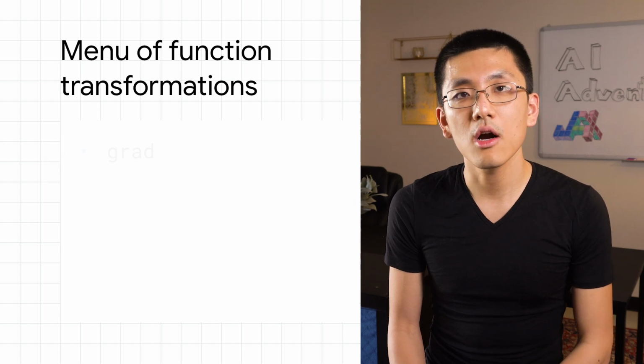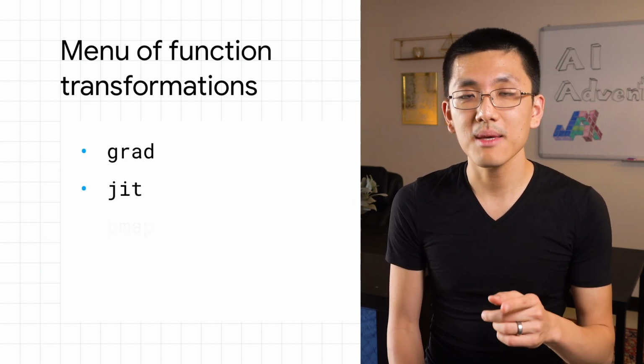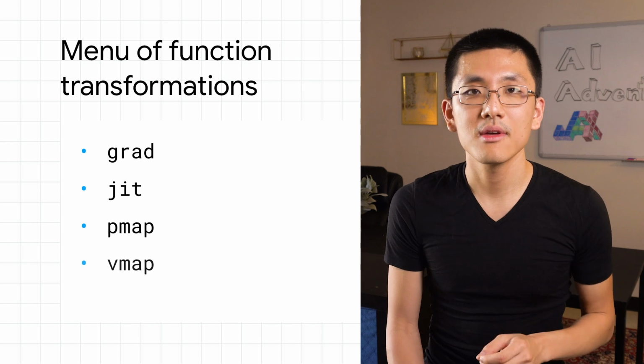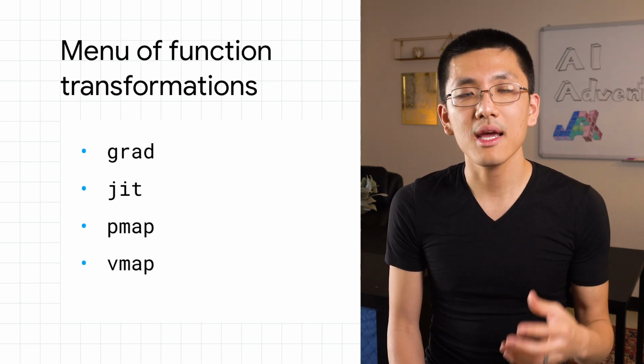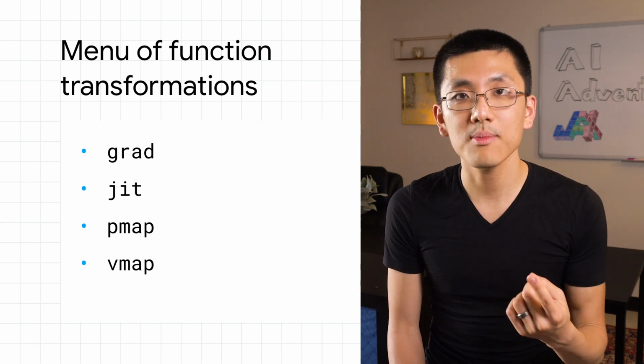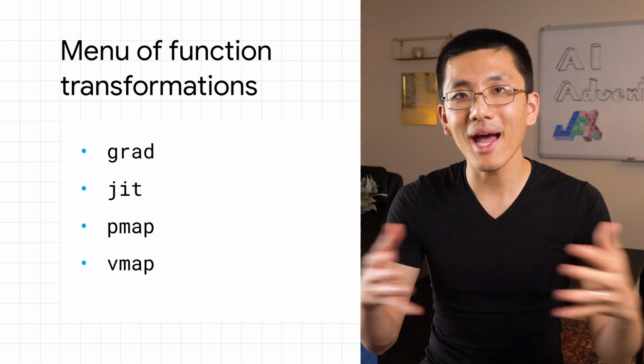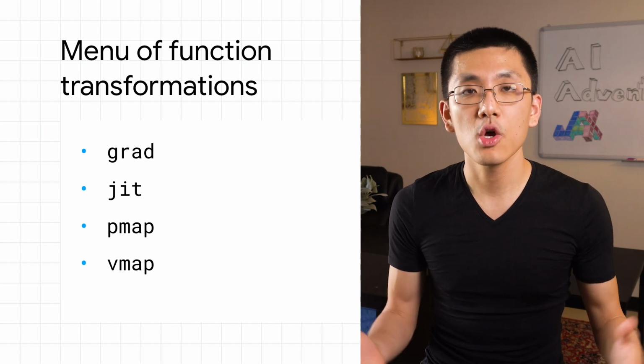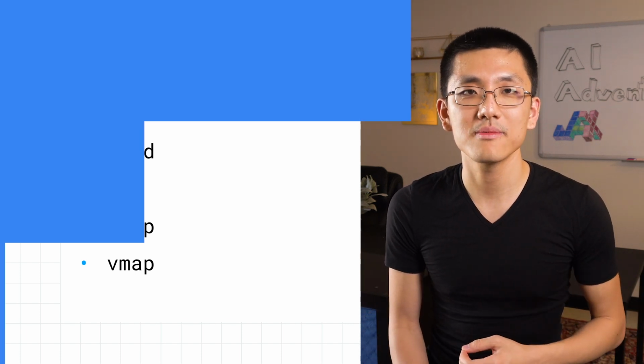The main ones today are grad, JIT, Pmap, and also Vmap. Vmap is used for automatic vectorization, allowing you to turn a function that can handle only one data point into a function that can handle a batch of these data points of any size with just a single wrapper function.